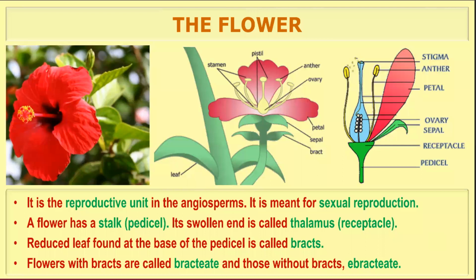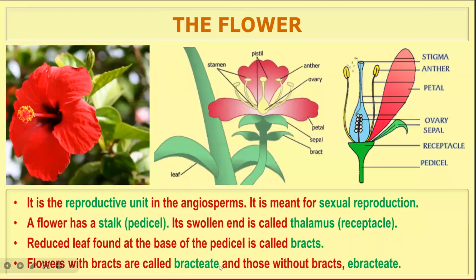Then the parts. The flower is the reproductive unit in the angiosperm. It is meant for sexual reproduction. A flower has a stalk, which is called pedicel. What is the stalk of the leaf called? Flower, it is called pedicel. Leaf, it is called petiole. And of fruit, it is called peduncle. Flower, pedicel; fruit, peduncle; leaf, petiole.